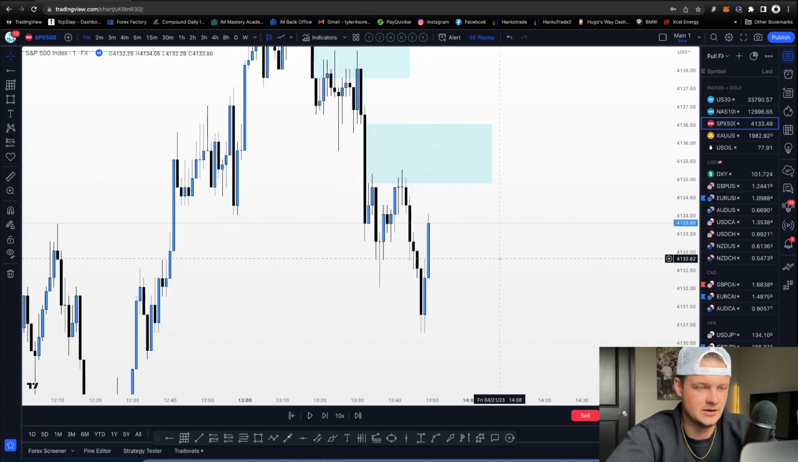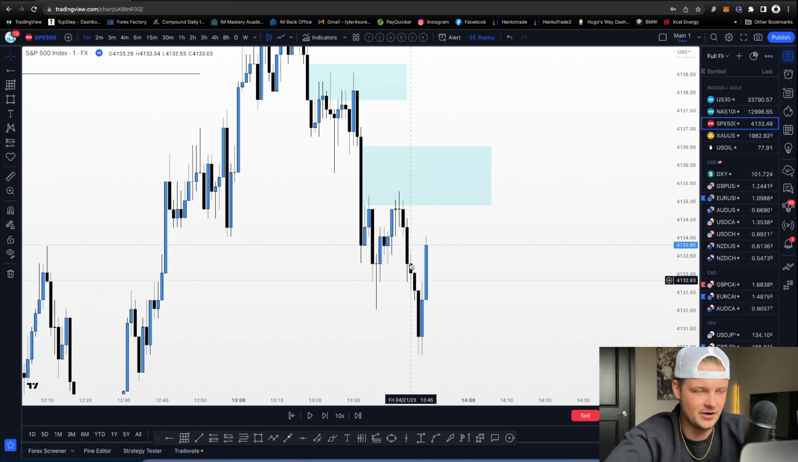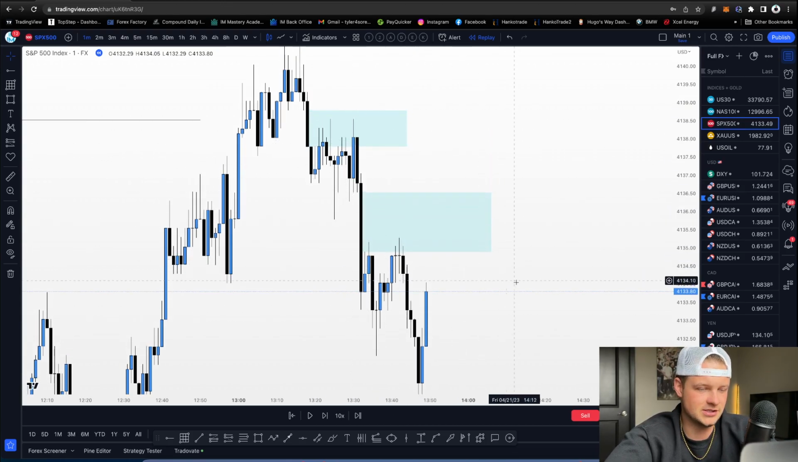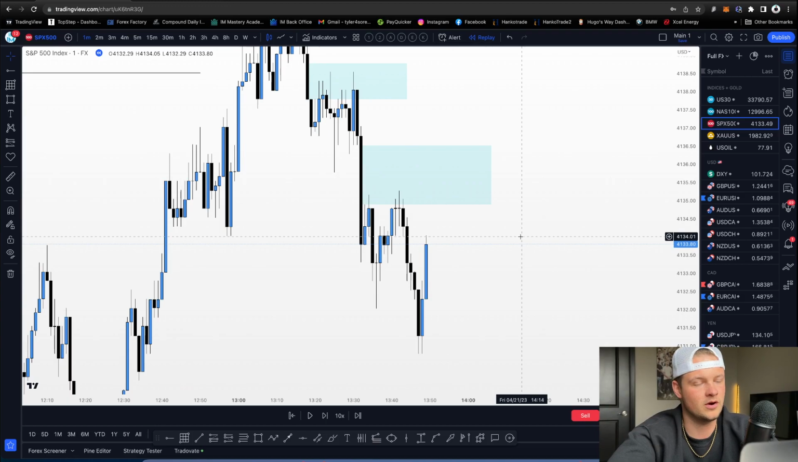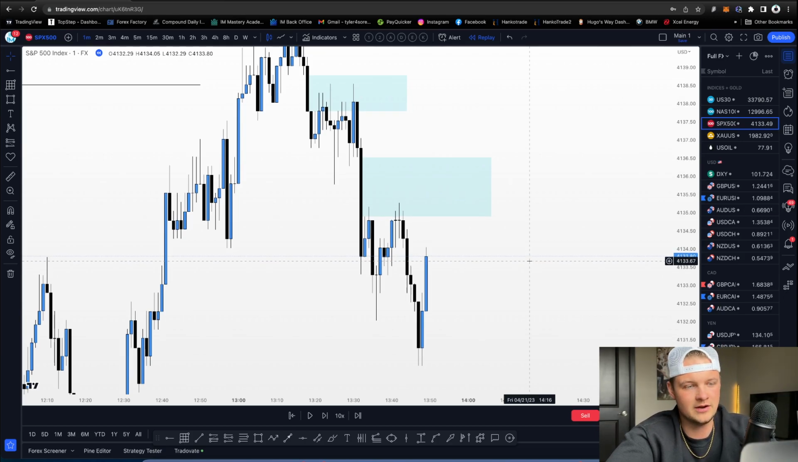So you guys can see what I'm talking about when I'm talking about that paint roller going down the wall, and how it has to come back and fill in these inefficiencies in price in order to just continue with wherever it was going to go anyway, guys. So that is what a fair value gap is. That's how to trade it. That's how to look at it. And that's how to identify it on the chart.